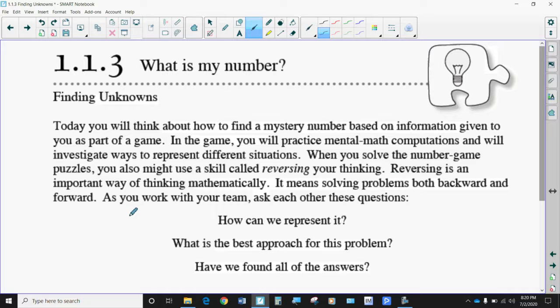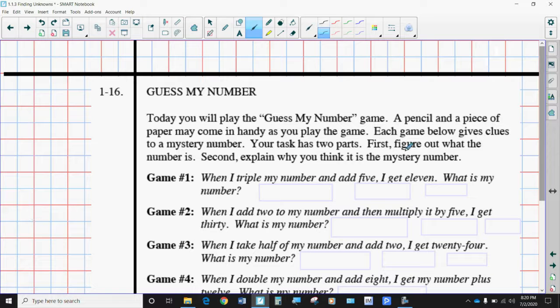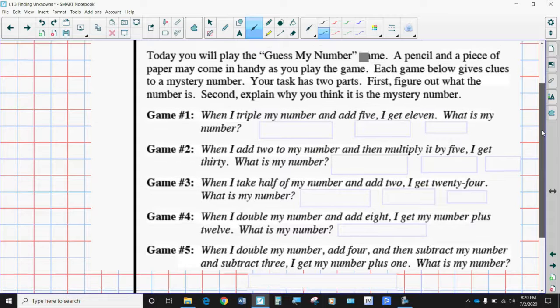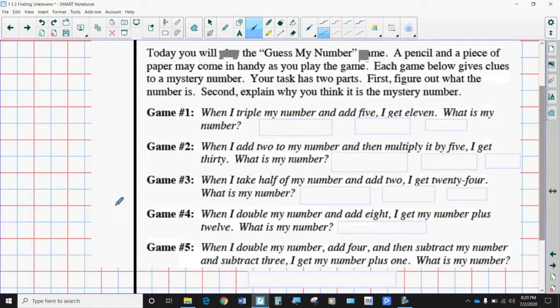As you work with your team, ask each other these questions. How can we represent it? What is the best approach for this problem? And have we found all of the answers? Okay, so this is what I'm going to ask you to do. You've got 5 different games here. I would like for you to pause this video and take the time to write out these sentences, okay? And then we're going to work through a process, and I want you to see if you can figure out in any way that you like what the number is.